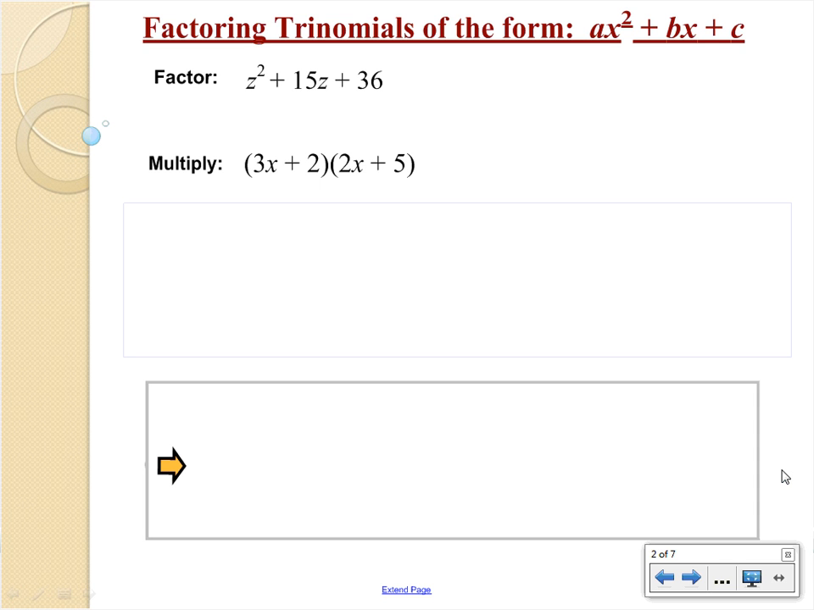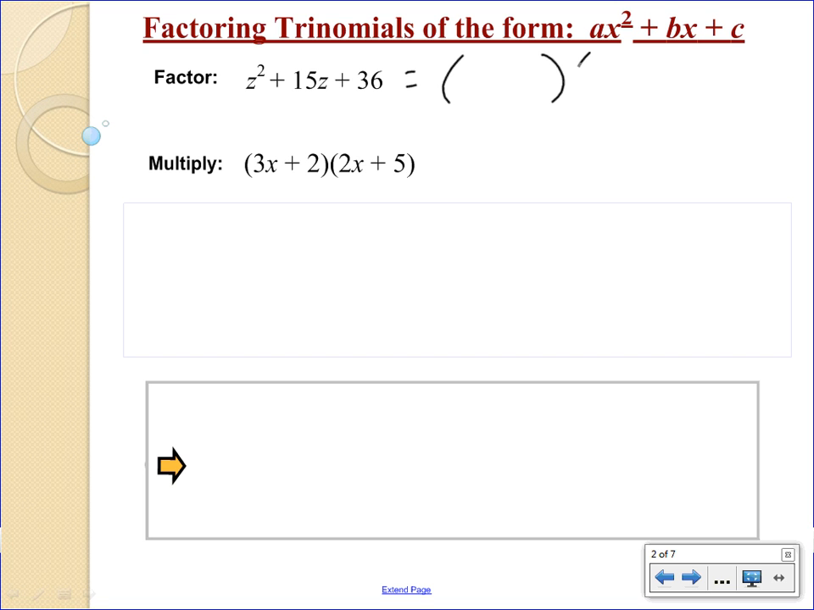So first, let's recap sort of what we did yesterday. We've got a polynomial right up here, z squared plus 15z plus 36. I want to factor that into two binomials, right? So we're going to start with our two binomials. And again, the fact that there is no coefficient in front of the z squared term means I'm going to have to start each one with what? I've got z squared, so each one better start with a z.